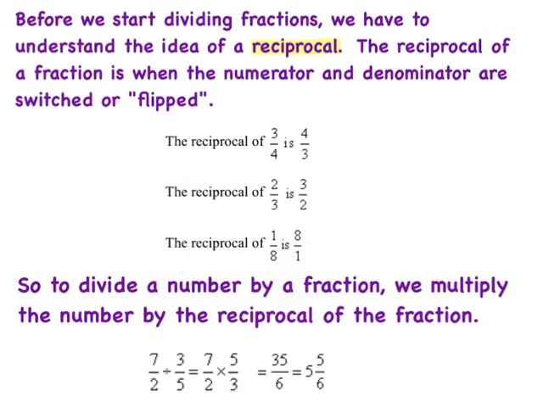And now I just multiply. 7 times 5 is 35. 2 times 3 is 6. That's an improper fraction, and I change that to a mixed number of 5 and 5/6.